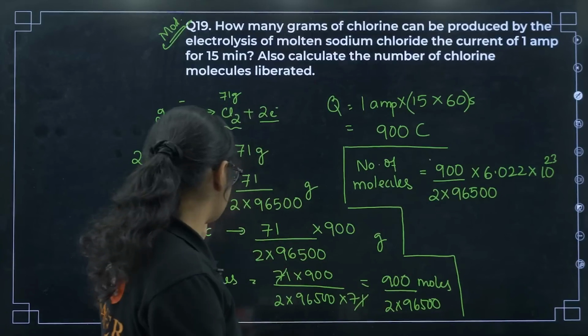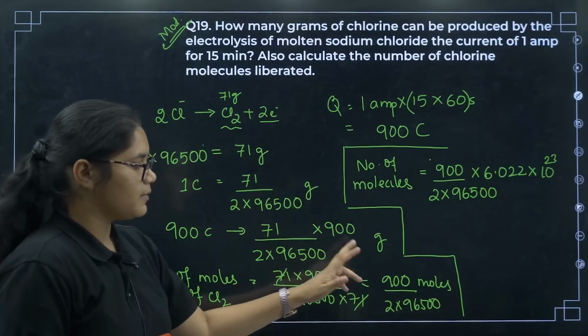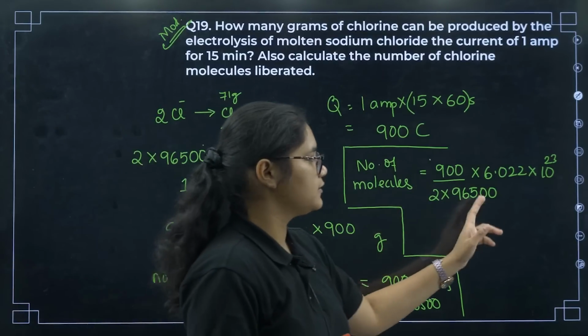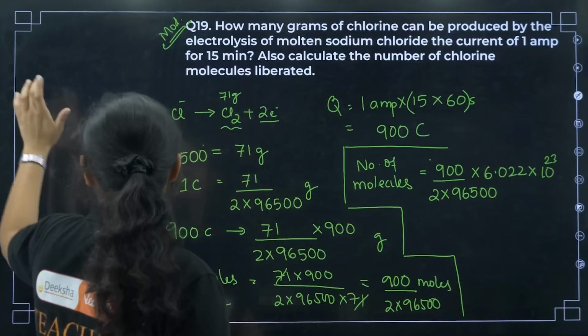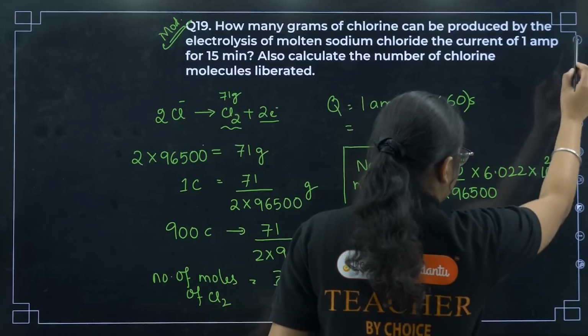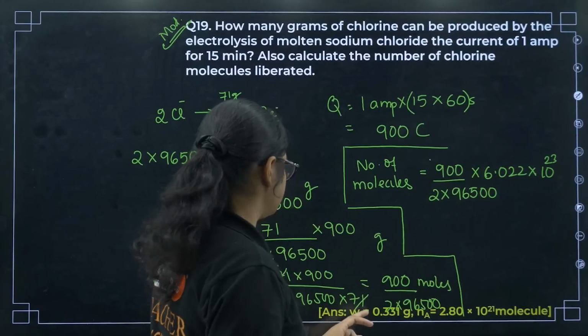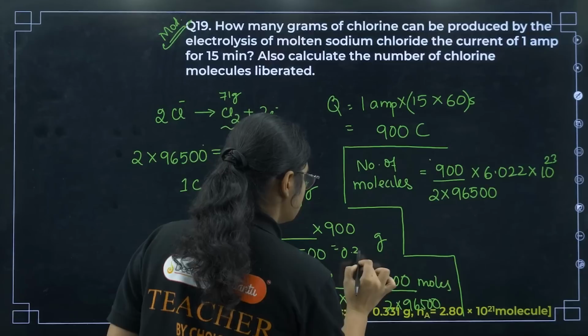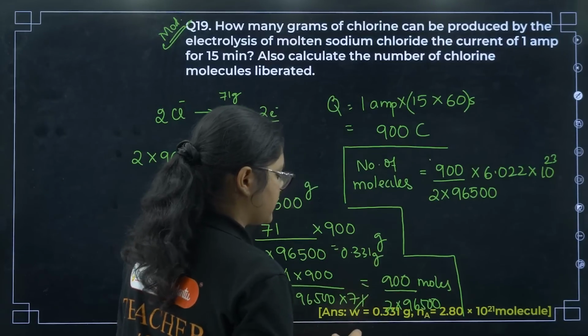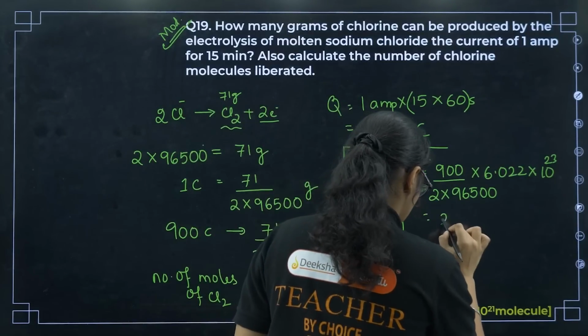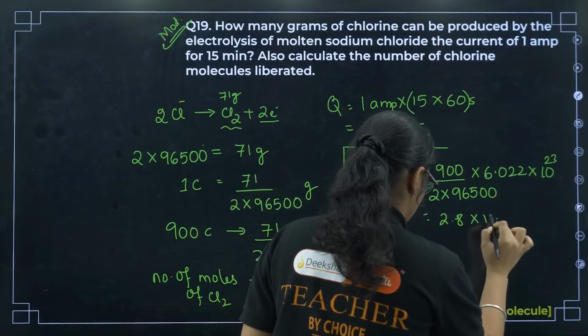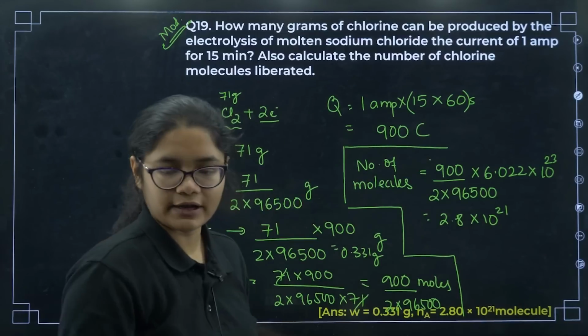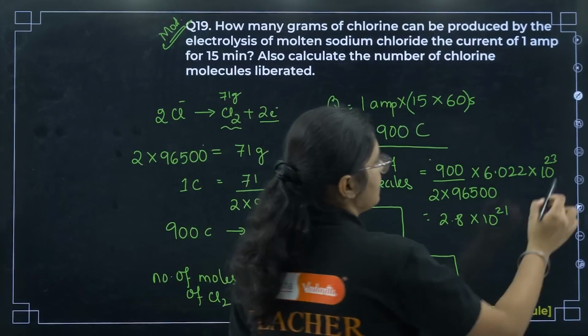So first we calculated the mass, converted the mass into moles, and then converted them to the number of particles. If I solve this, I will get the mass 0.331 gram, and the particles we will get is 2.8 into 10 to the power of 21 molecules. You can do the calculation, you will find the same answer.